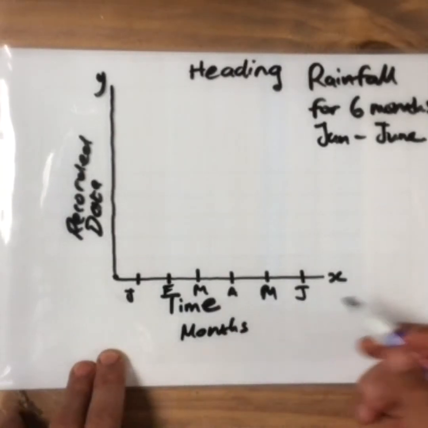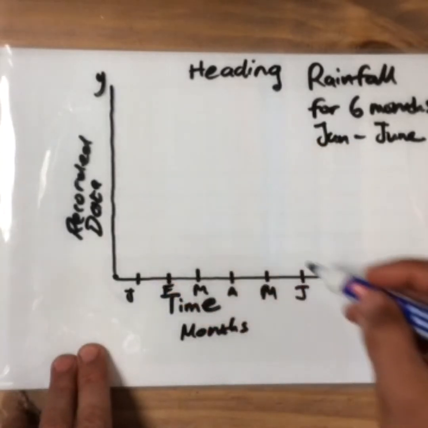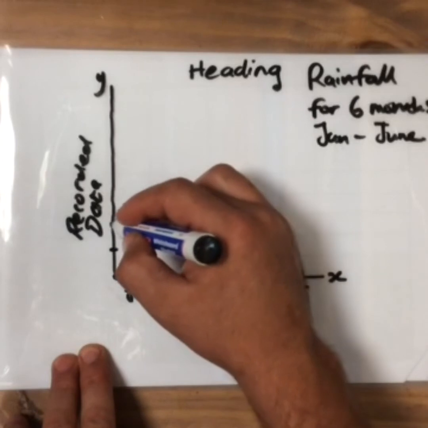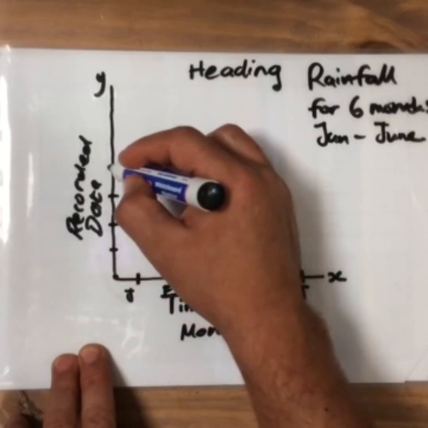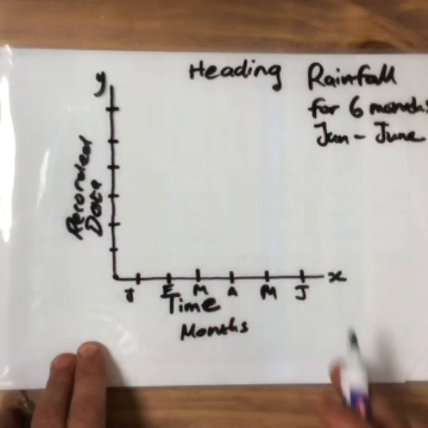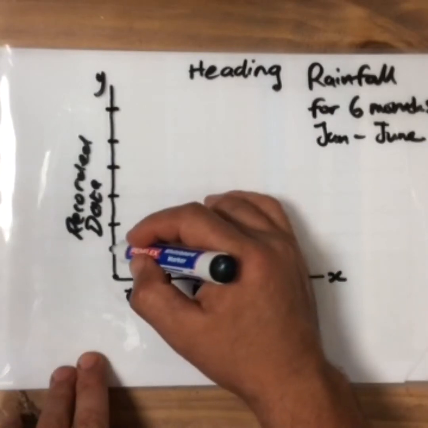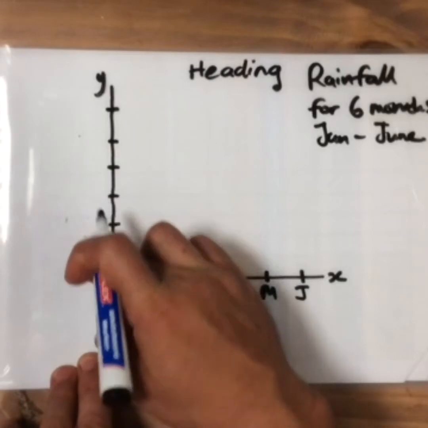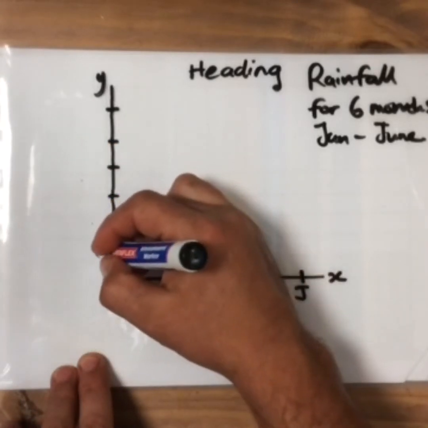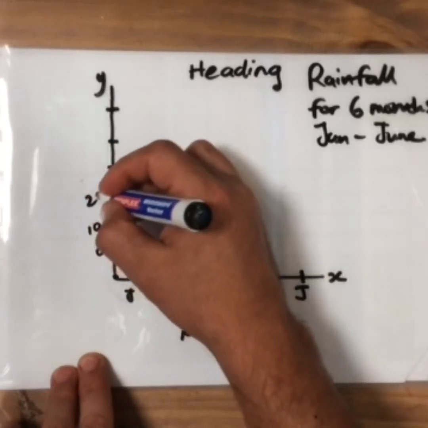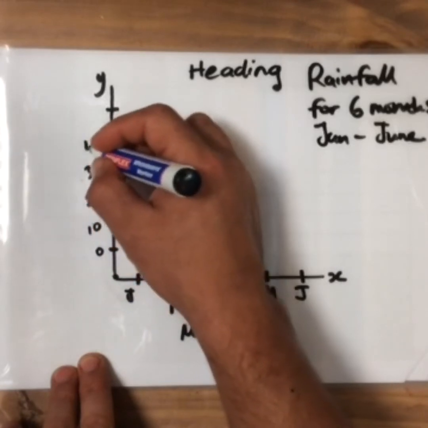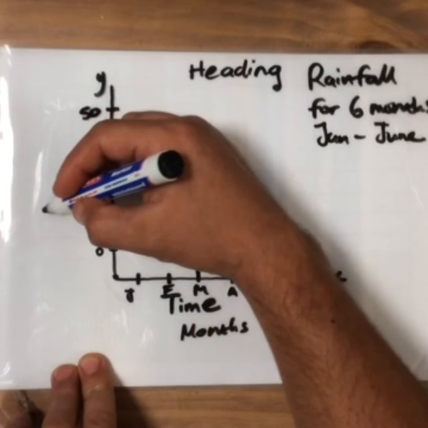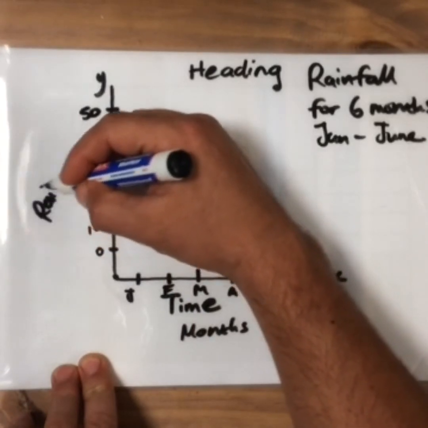Alright, so we have our 6 months, January, February, March, April, May and June. Now we have a certain number of rainfall per month, and rainfall is often measured in millimeters, and we will represent that. Let's just say the maximum we would have worked with is about 50 to 60 millimeters, so we're just going to put it in intervals of tens and you can see I started at 0 and then went to 10, 20, 30, 40 and 50.